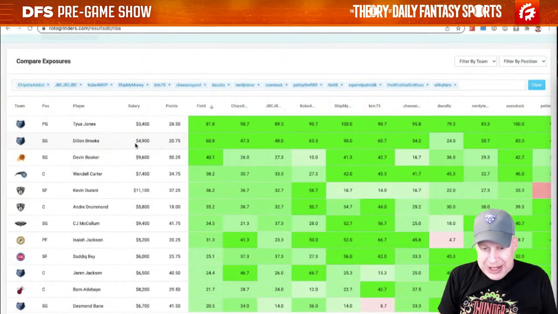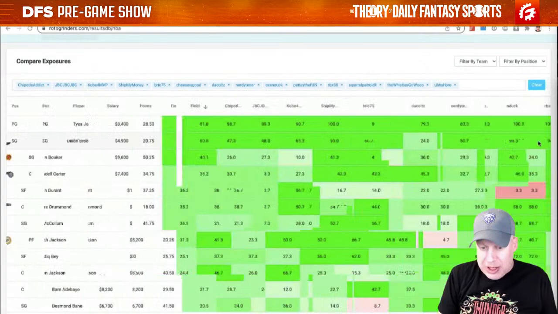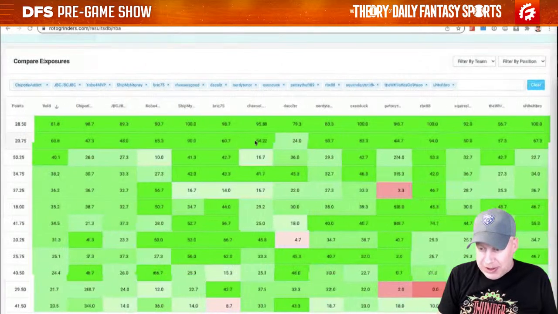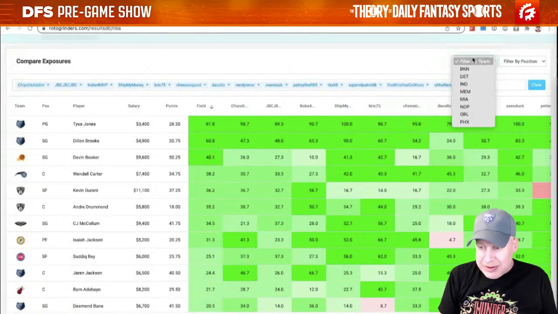Dillon Brooks at 4,900 in the shooting guard spot. He was eligible at more positions on DraftKings, right? Shooting guard, small forward. So I can understand playing a lot of him. So across the board, look at the numbers. See all the green. 60% owned, and for the most part either at or above that, or around that at least. And we take a look at someone. So how about the Pistons?